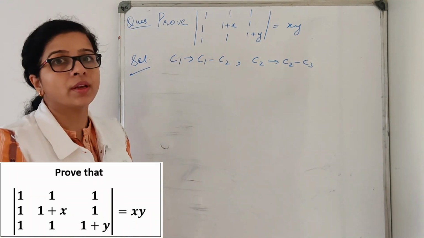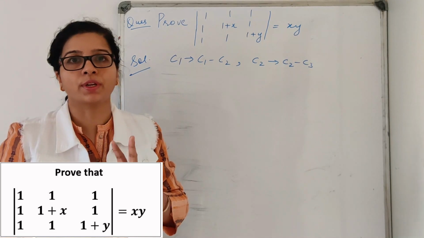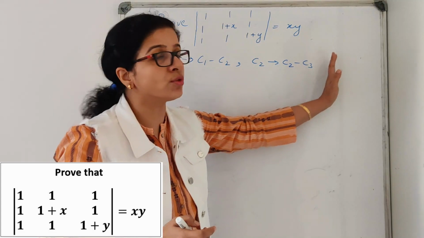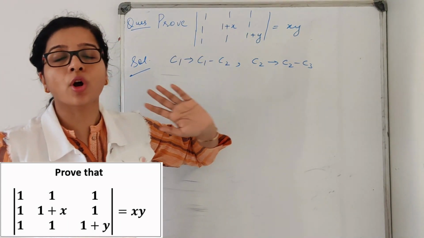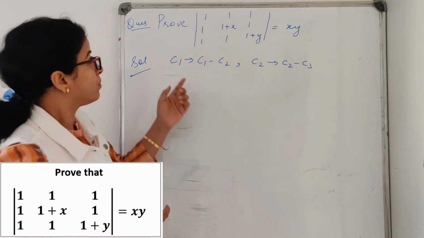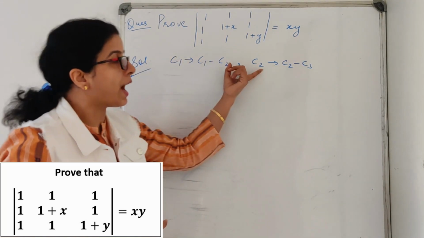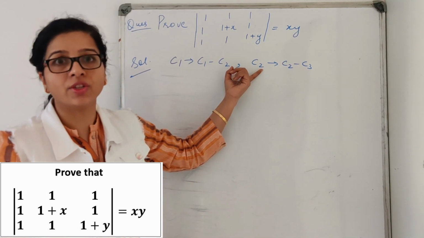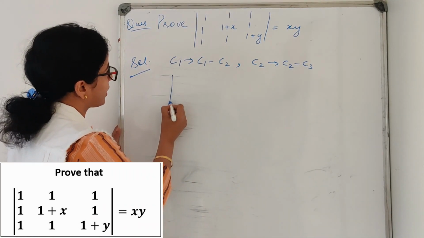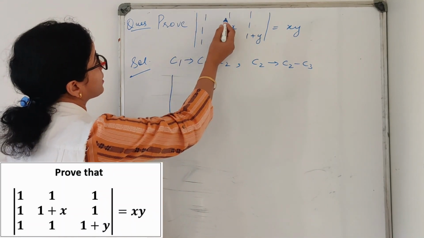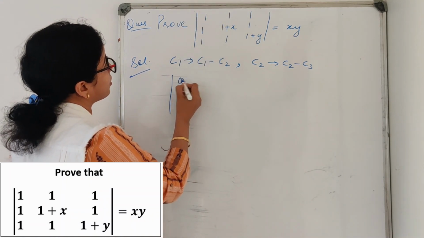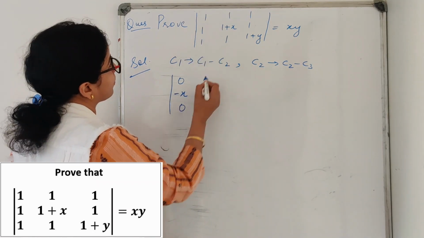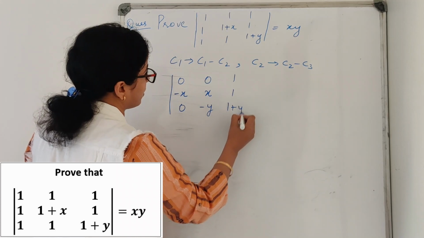Please remember one thing, at a time we can have two operations only in the determinant, right? I cannot write further c3 tends to c3 minus c1. This is the common mistake made by the students. Because I am making a change in c1 and c2, I don't have any other row or column left where I can make the change. So what will my determinant become? When I am subtracting 1 minus 1, 0. If I subtract this minus x, this will become 0, 1, 1, 1 plus y.